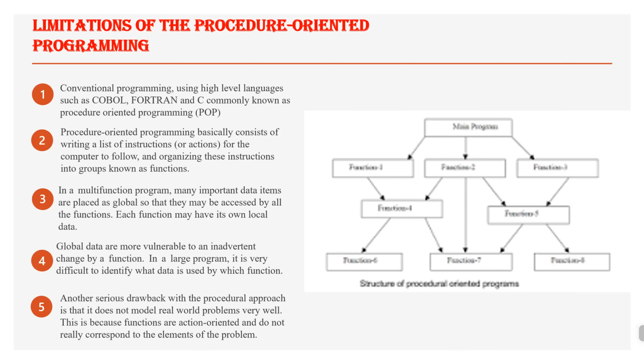So, in a multi-function program, many important data items are placed as global so that they may be accessed by all functions. Each function may have its own local data. Now, as mentioned in point number 3, important data items are placed as global. If you place important data items as global, then security issues come into the picture.